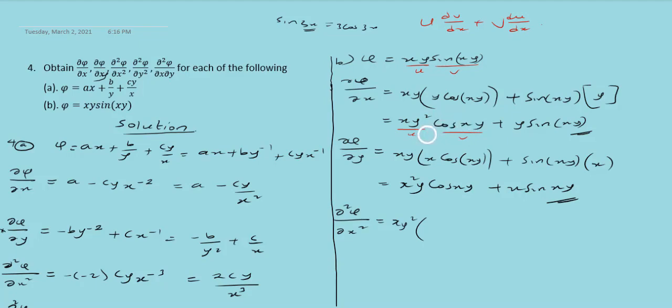And if you differentiate cos, the answer is minus sine. So I will have minus y sine xy. That's what I'm going to have. Close the bracket, plus. Now v, that's cos xy. Differentiate this with respect to x. The answer will be y squared.